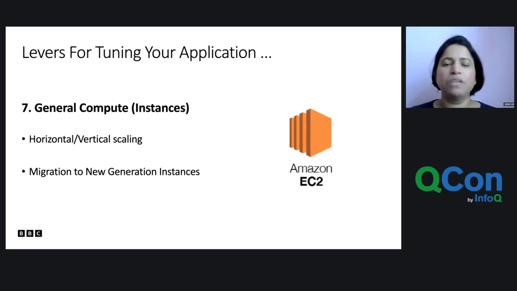General compute. So if your performance tests do highlight a bottleneck in your instances, then the decision would be whether you want to scale horizontally or vertically. By horizontal scaling, it means increasing the number of instances in your fleet, and vertical scaling implies going to the next bigger instance. We also migrated to new generation instances, and we did find that this migration to new generation instances was not only performant, but it also was cost-effective.